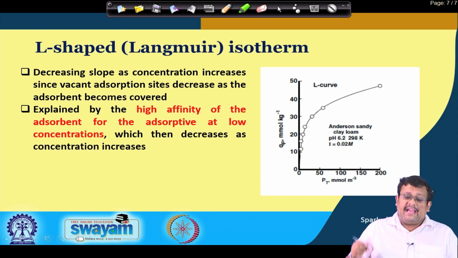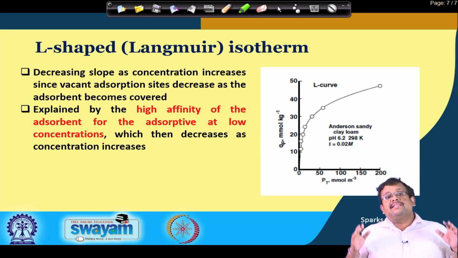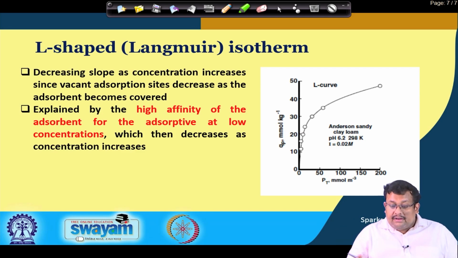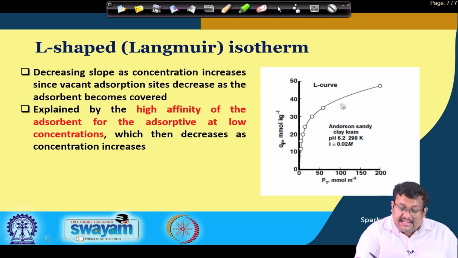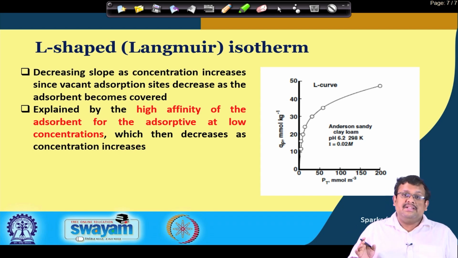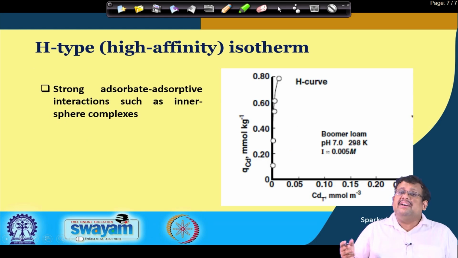Now, the L shaped or Langmuir isotherm is basically decreasing in slope as concentration increases, since vacant adsorption sites decrease as the adsorbent becomes covered. As you can see, it is basically decreasing as the concentration is increasing. This is explained by the high affinity of the adsorbent for the adsorptive at low concentration, which then decreases as the concentration increases. So, basically that follows the Langmuir isotherm.